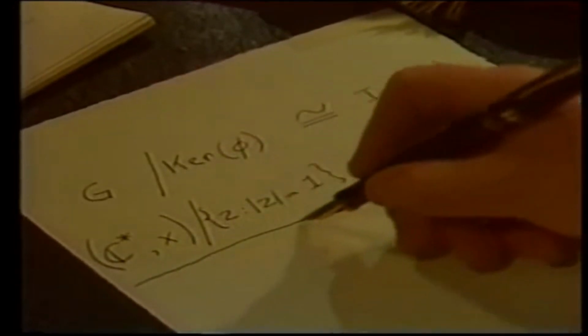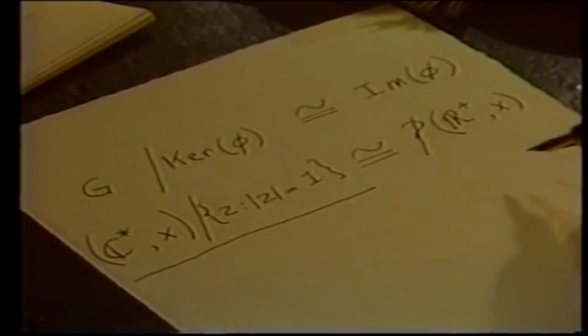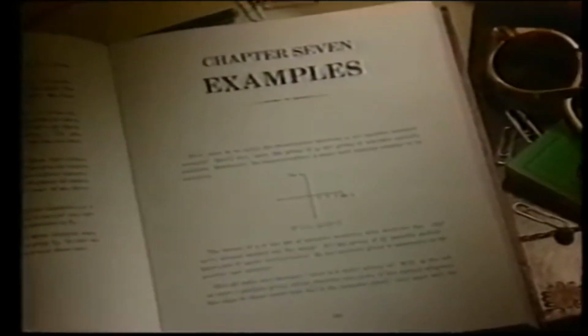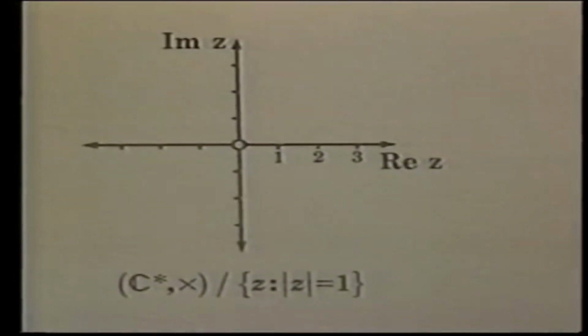Now this all looks very abstract. What's it really telling us? Well, on the left, we have a quotient group whose elements are cosets of this normal subgroup. But what do these cosets look like in the complex plane? Let's start with the kernel. That's the set of complex numbers with modulus 1. They form a circle with radius 1.